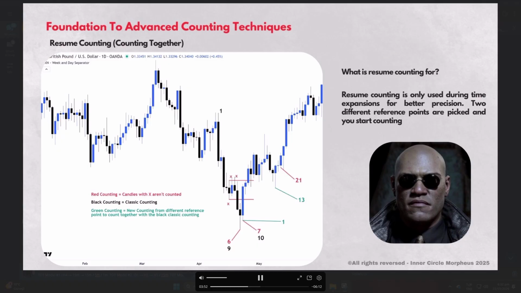We get 9 and 10 as the lows, yet it's the 7th candle, as you realize when you check the red counting. I would like you to see green 13th and red 21st candle, Neo. Doesn't it look amazing? Please stop the video and think. You can find many examples like this on charts by using resume counting and counting contractions together.